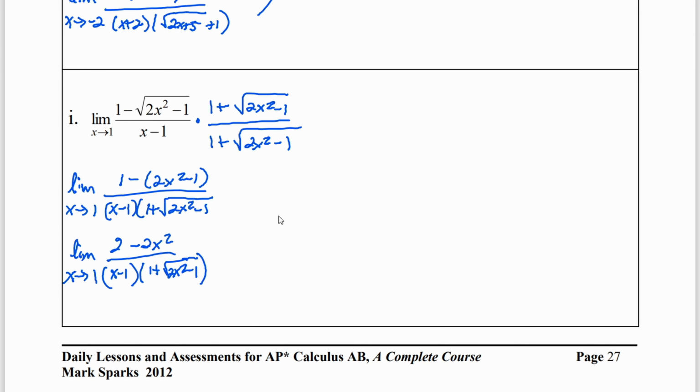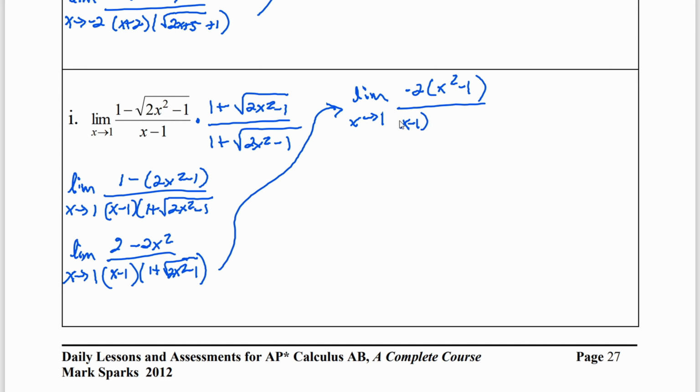Sorry if that looks a little bit sloppy. I'll clean it up as I go. All right, so in my numerator, I'm going to factor out a negative 2. So I'm going to have the limit as x approaches 1, factor out a negative 2, and I'm going to get x squared minus 1 now. And then in my denominator, I'm going to have still the x minus 1. Nothing has changed in the denominator. 1 plus the square root of 2x squared minus 1.